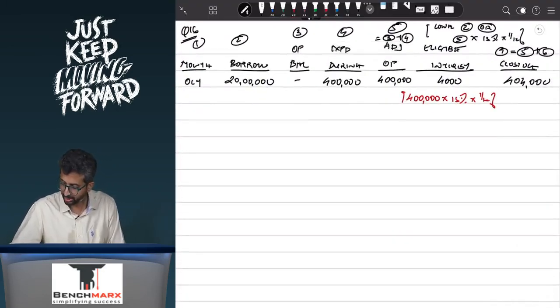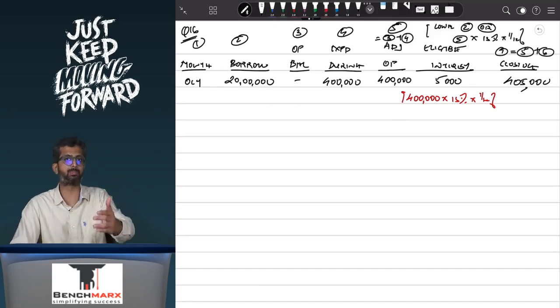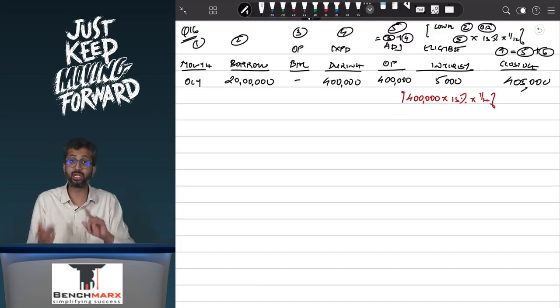4 lakhs into 15% divided by 12 comes to 5,000. So this is 4 lakh 5,000. Sir, how? Well, expenditure incurred includes interest capitalized. So at the end of the month, you will pass the entry: interest account debit to bank 5,000. So interest has to be transferred somewhere, asset account debit to interest.